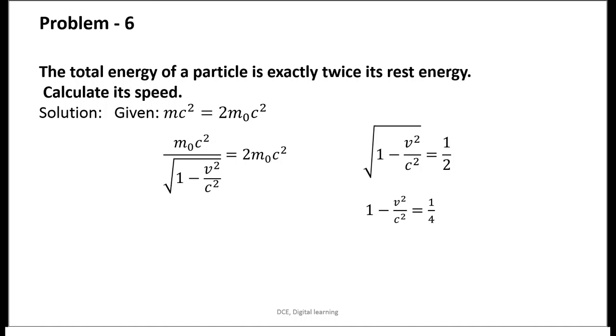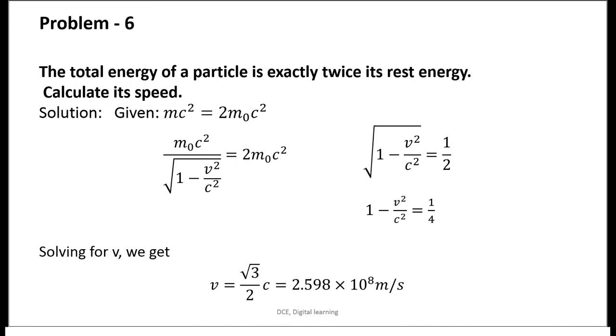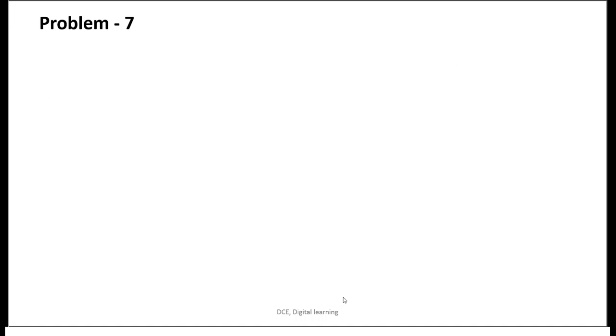Substituting the value of c as 3 into 10 power plus 8 meter per second, we can calculate the value of v, which will be v is equal to root of 3 by 2 into c. So substituting for c, that is 3 into 10 power plus 8 meter per second, we get the final value: the velocity or the speed of the particle is 2.598 into 10 power plus 8 meter per second.